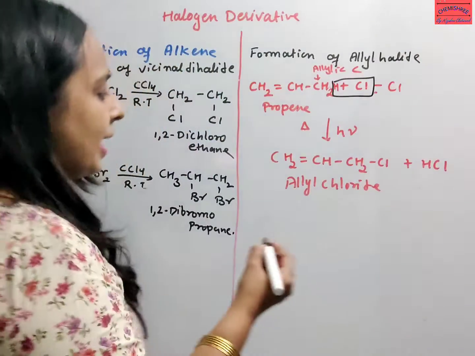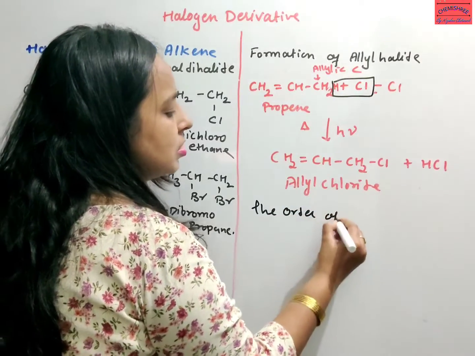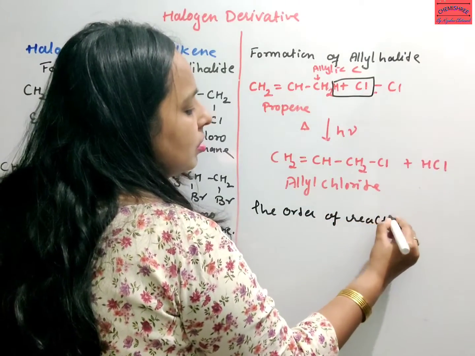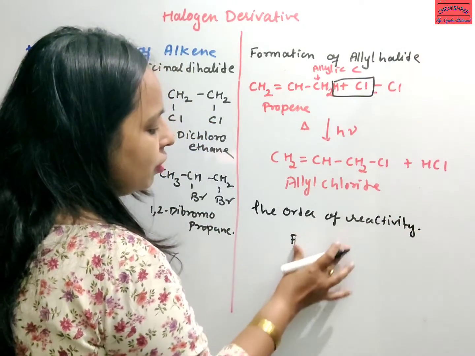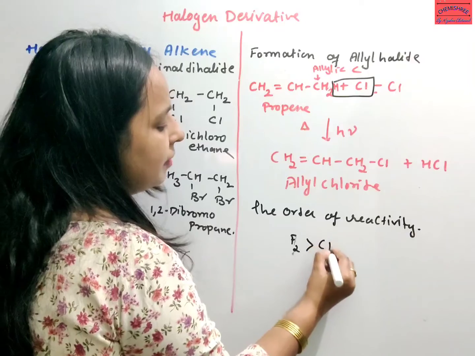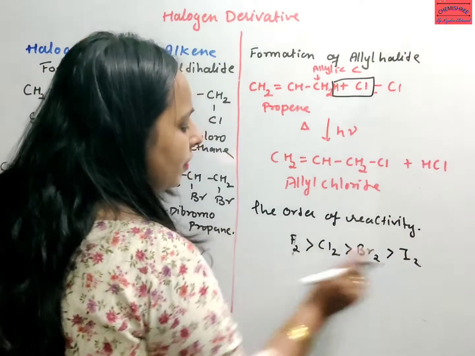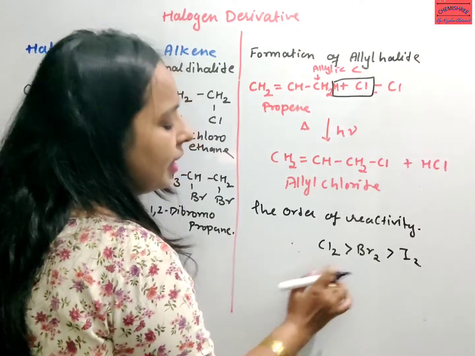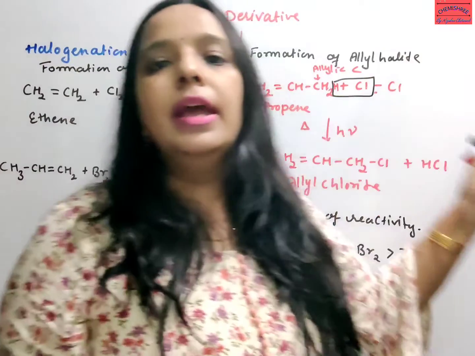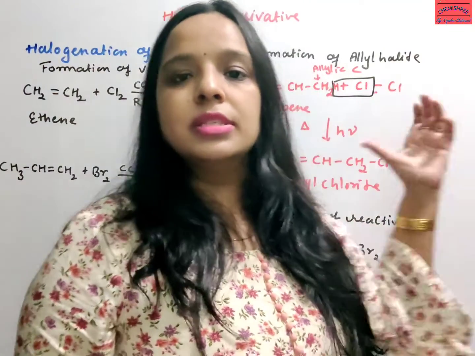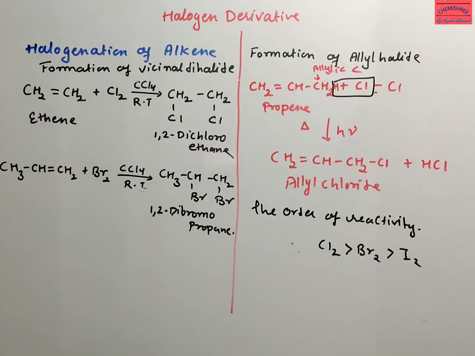The order of reactivity for both the reactions will be fluorine, but fluorine does not react. Mostly it will be chlorine, bromine or iodine. So we will remove fluorine. It will be chlorine, bromine and iodine. This will be the order of reactivity in this reaction. So this is a halogenation reaction. Please take a screenshot.